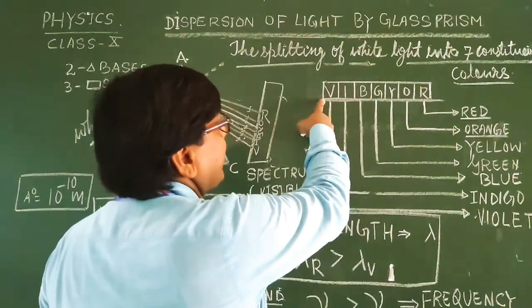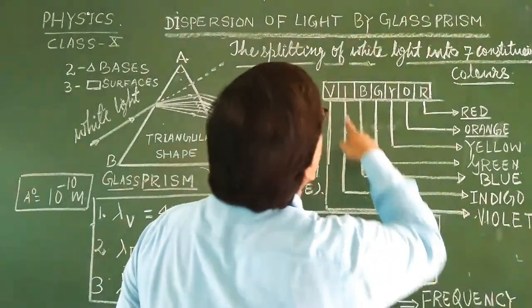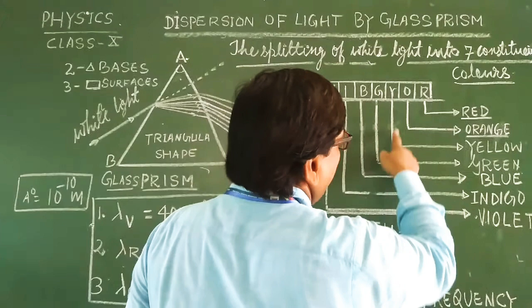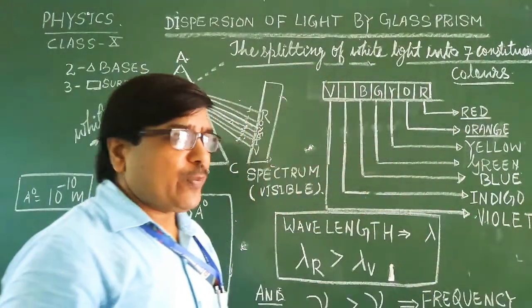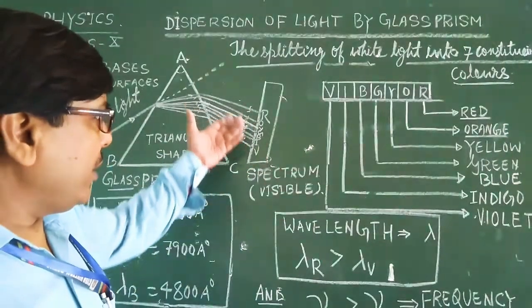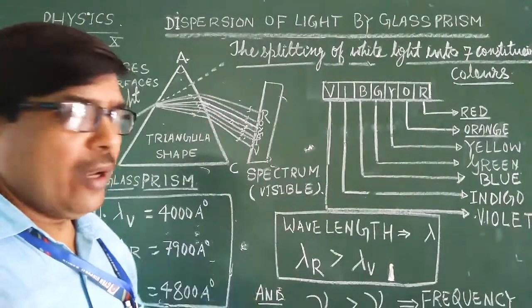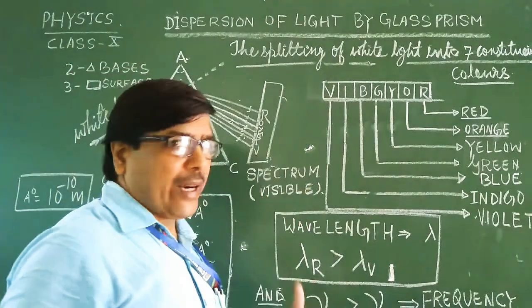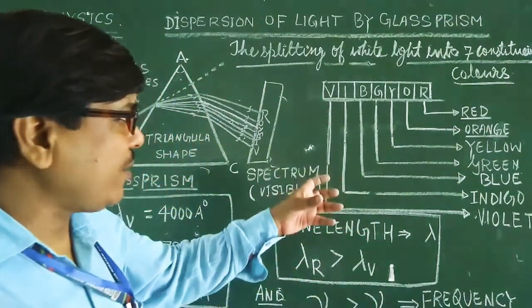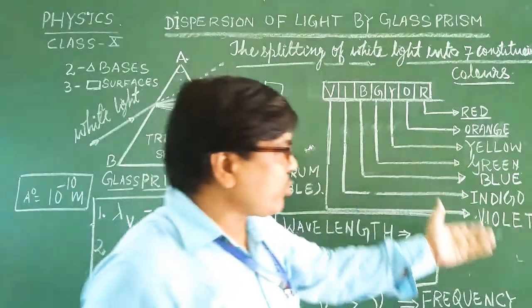The colors are violet, indigo, blue, green, yellow, orange, and red. This spectrum of colors is visible. That's why it is also called visible spectrum. So visible spectrum is a band of 7 constituent colors.